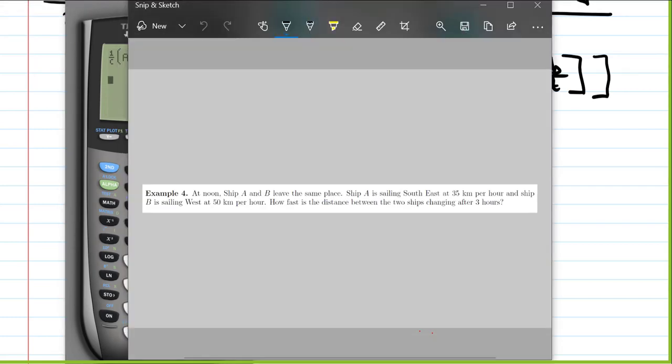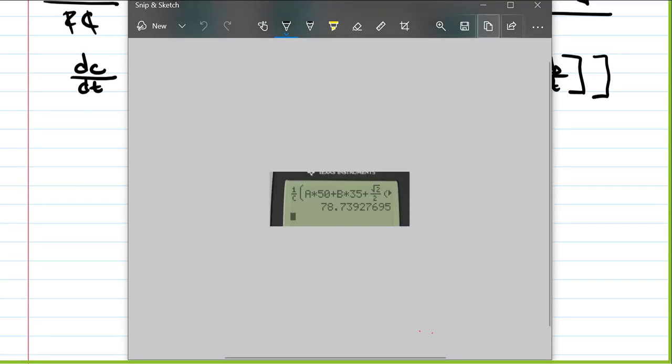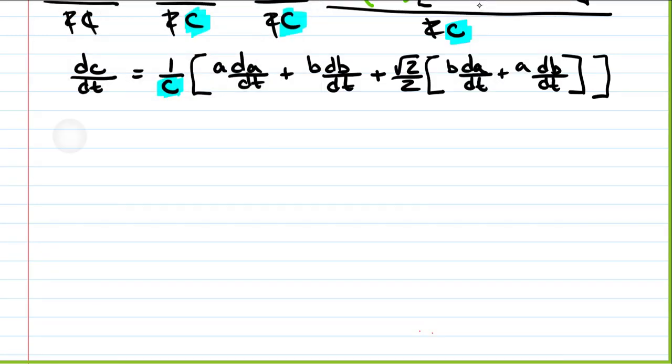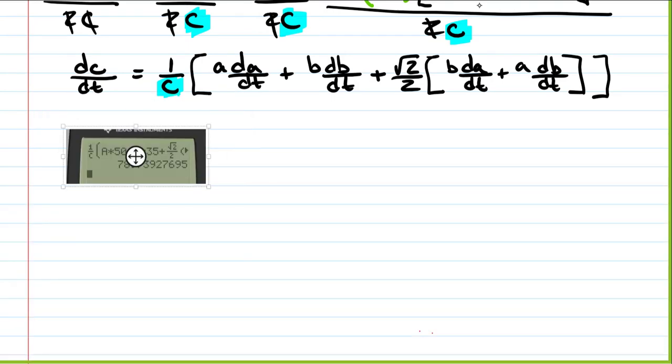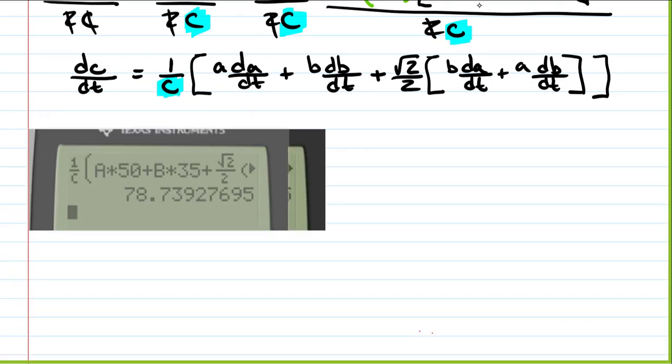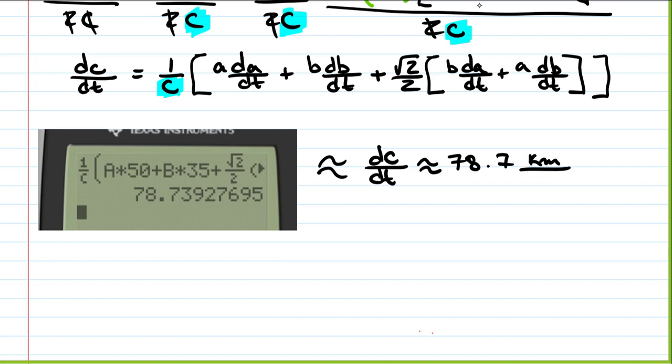Calculator thinks for a moment, and we get the value 78.73. So we get that dc/dt is approximately 78.7 kilometers per hour.